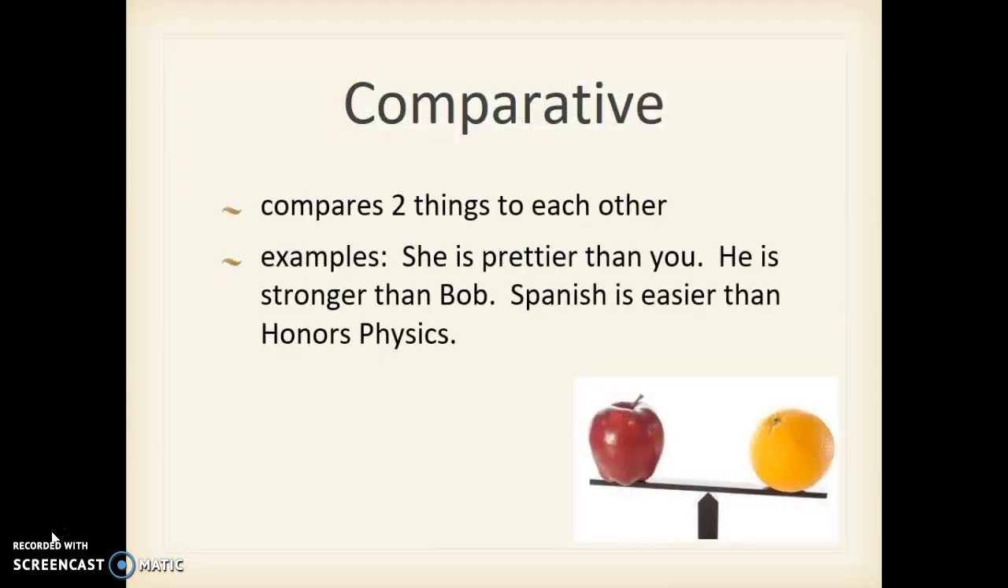So what is a comparative? A comparative is just like its name. You use it to compare two things to one another. For example, she is prettier than you, he is stronger than Bob, Spanish is easier than honors physics. All of these are examples of a comparative sentence because you are comparing one thing to another.